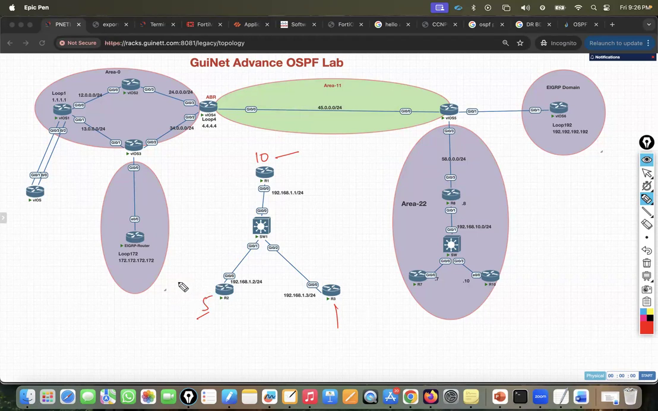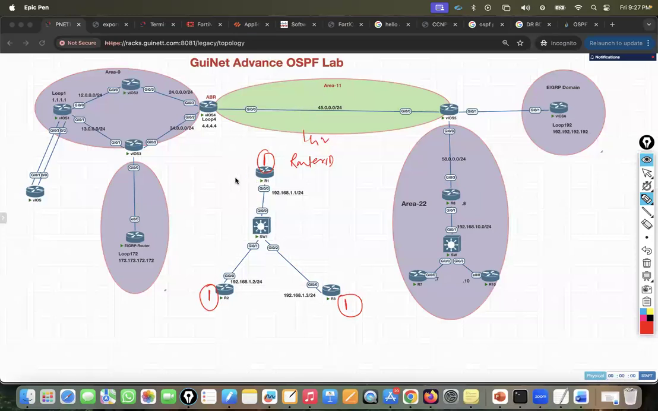And if it is not going to be any priority, meaning priority is 0 or any lower priority, that is going to be your DR others. Clear? So if the default priority is going to be the same for everything, which one is going to become DR? The highest interface IP. If we have the router ID, it will be the DR with the highest router ID. Whatever the highest router ID.